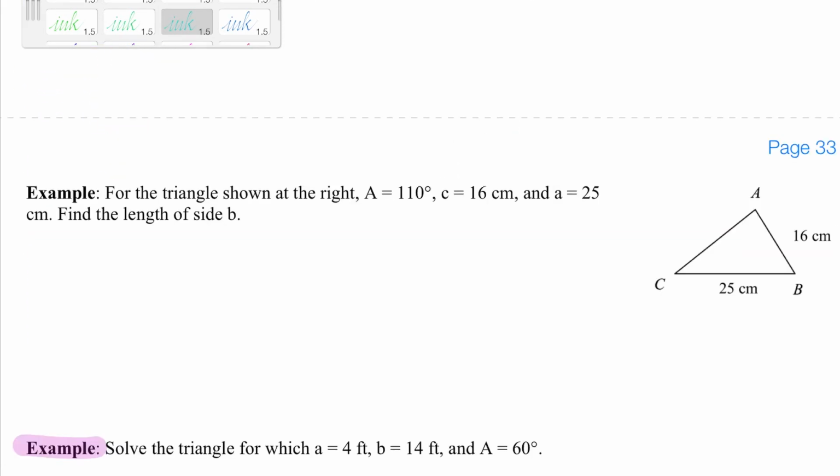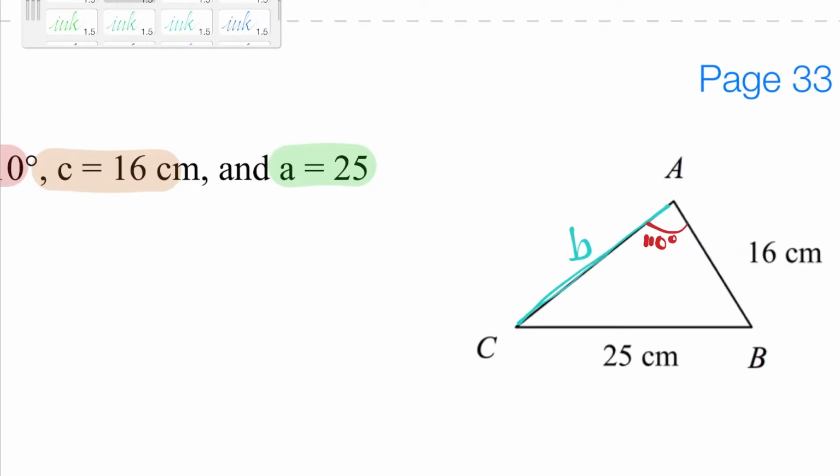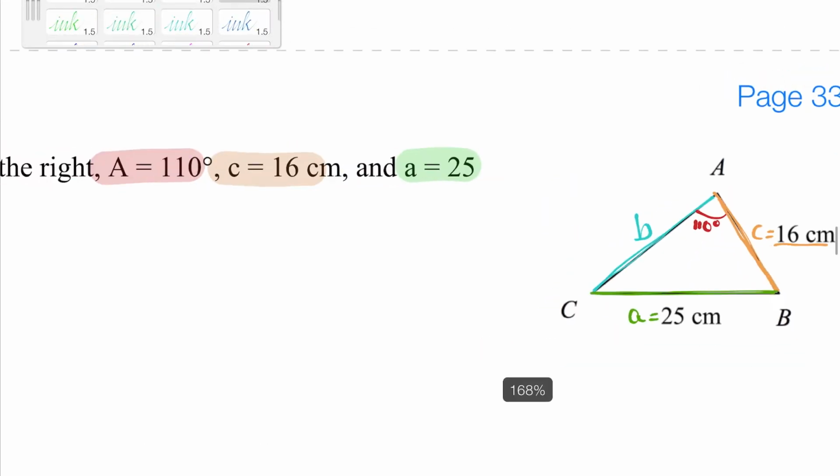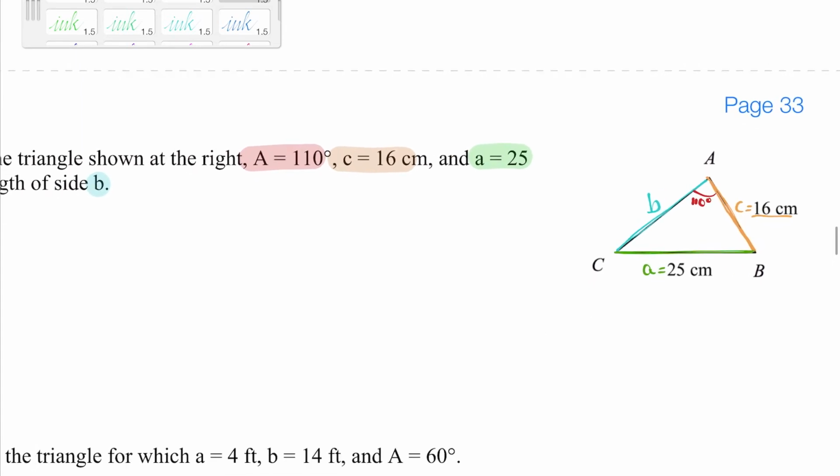This next one that I'm going to do, we have an angle and two sides, and they want us to find the length of side B. I'm going to go through and color and label everything because I'm a visual learner and it just makes more sense to me. If I'm going to use the law of sines, that means I have to have the full version of two things that are opposite each other. So I have my sine of A and my side A.